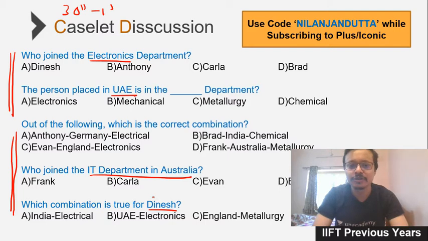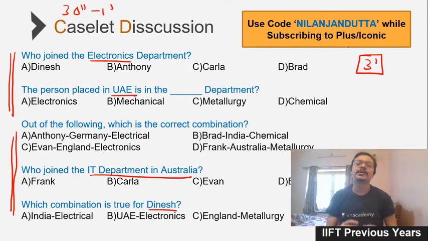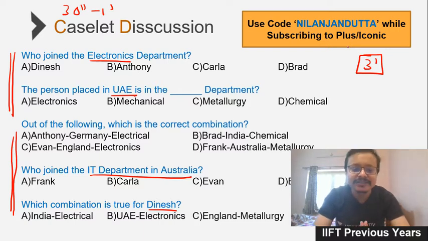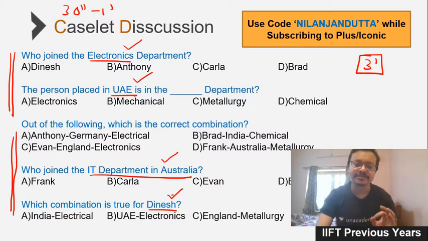So what I request all of you to do is, for the next 3 minutes, just observe what I am doing, and then see how any DILR set can be made so much simpler if you are entirely focused on what is required as far as marks is concerned. All I'll do is focus on these keywords: electronics, UAE, IT department in Australia and Dinesh. So let's get started.